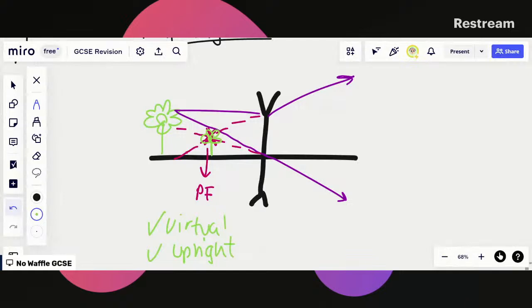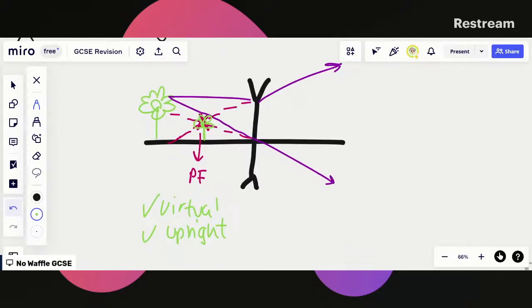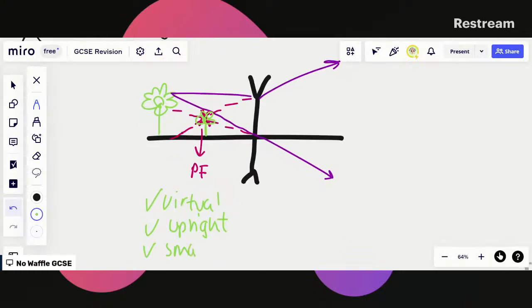And another thing is that the image will also be smaller than the object. So no matter how many focal lengths away it is, the image produced will always be smaller than the object and found on the same side of the lens as the object. So luckily for you, you don't have to remember if it's one focal length, it's this much, or two focal lengths. No matter what, for concave lenses, you will always have an image that's virtual, the right way up, smaller than the object, and found on the same side as the object.